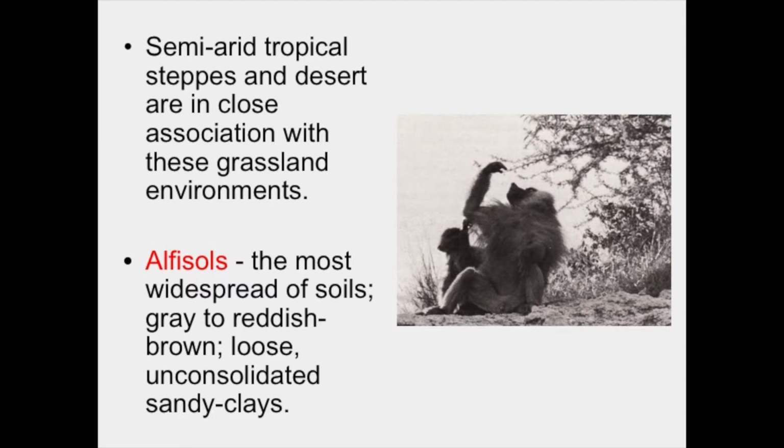These steppe environments, along with the tropical savanna biomes that surround them, as I mentioned previously, have alfisols as a major soil type. Alfisols are the most widespread of all earthly soils. They will have a gray to reddish brown color to them, and they will be known to be loose and unconsolidated with regard to the interaction of sand and clay particles.